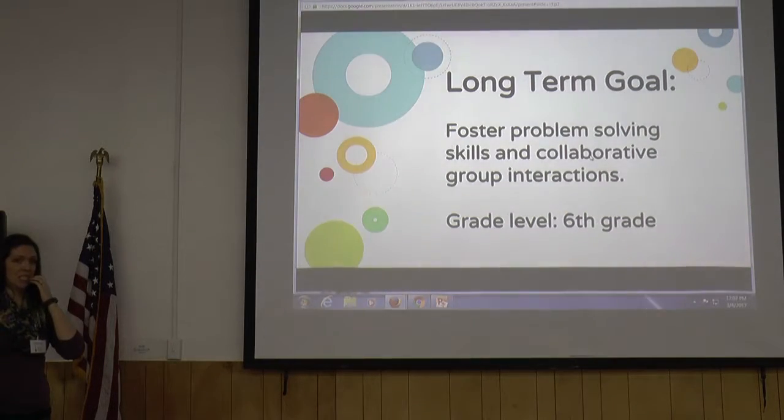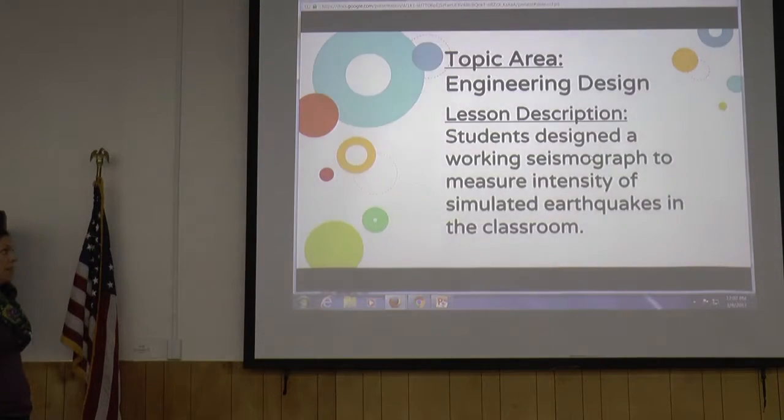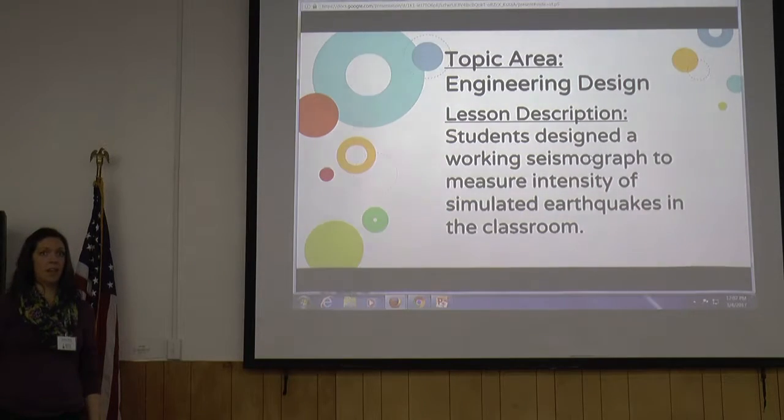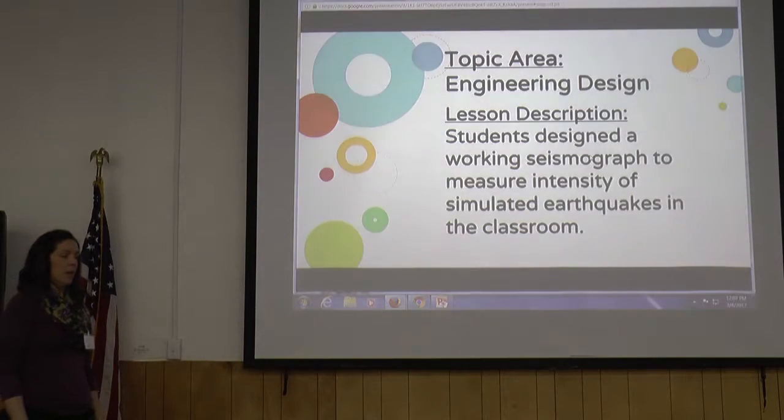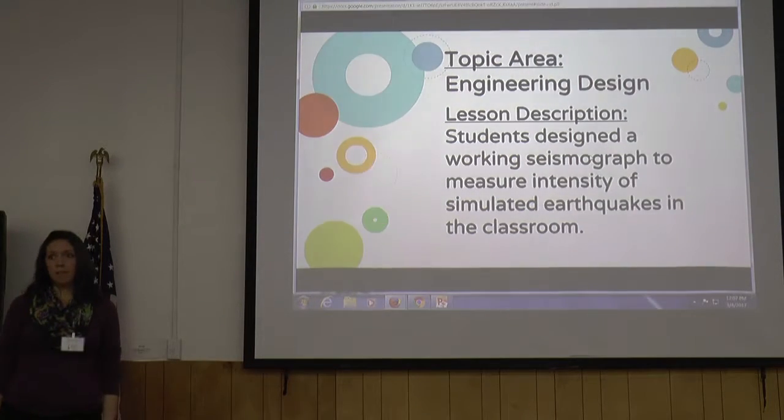We did this with my 6th grade class, so they're primarily earth science. The topic area was engineering design, sort of focused around the idea of earthquakes and how we measure seismic waves. Really, it was more on seismic waves, and that was kind of the preceding lesson that we did. Students basically designed a working seismograph to measure the intensity of different types of seismic waves.